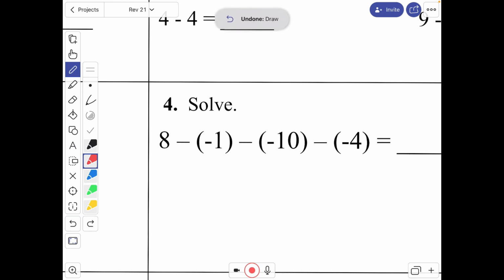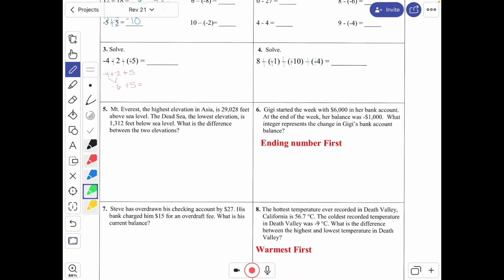Same thing for number 4. Every time you see subtraction, we're going to change it to addition and change the sign of the number behind it. Every time subtraction becomes addition, the number behind it changes. So once you do that, on this one you have all positive numbers. So 8 plus 1 plus 10 plus 4.